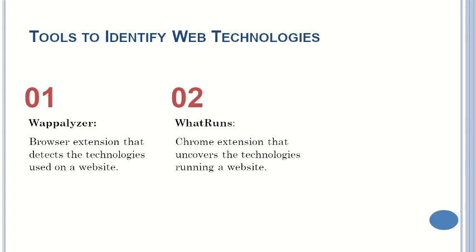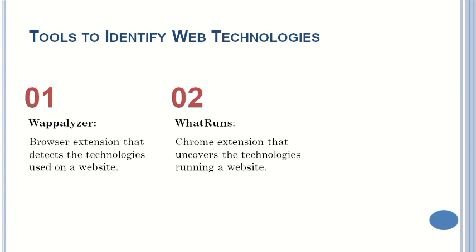So just like the previous one, it is just a Chrome extension that can uncover the technologies a particular website is built with. So now that we understand why it's crucial to know a website's tech stack, let's talk about the number 2 tool.